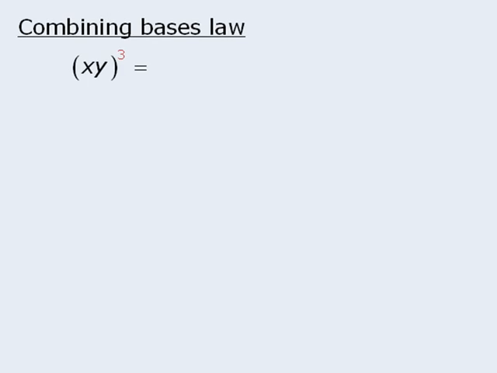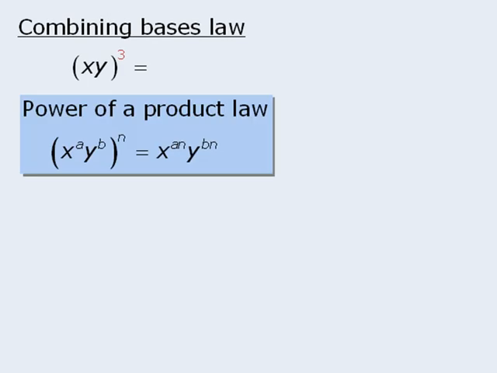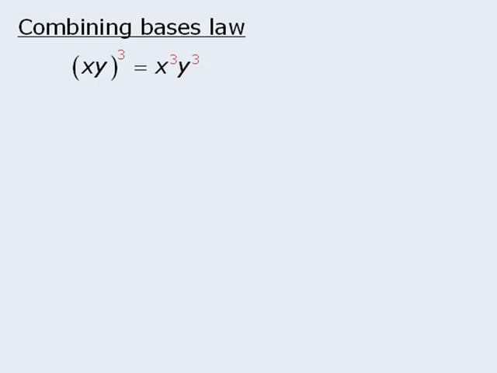To simplify this, we can apply the power of a product law to get x cubed times y cubed. Notice that this equation tells us 2 things. It tells us that we can take x times y all to the power of 3 and rewrite it as x to the power of 3 times y to the power of 3. It also tells us that we can take x cubed times y cubed and rewrite it as x times y all to the power of 3.